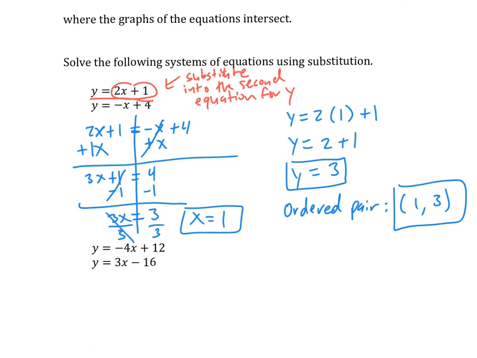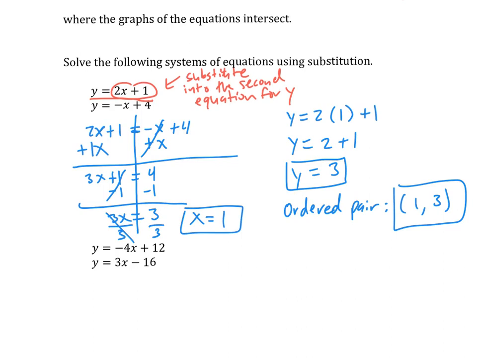Okay, and we can always check our answers to make sure that we have the correct solution by substituting this point into each of our equations, and they should give us true statements. So what we would do is take 3 and substitute it in for y and 1 in for x. Well, we just did it in this one, so we know that it works. But let's do it in the other one.